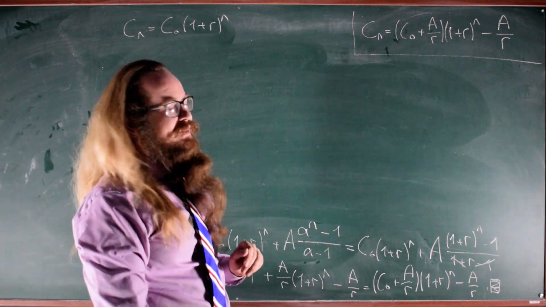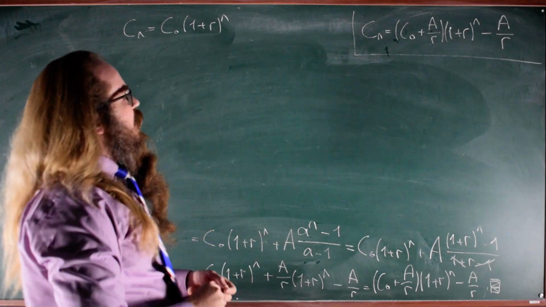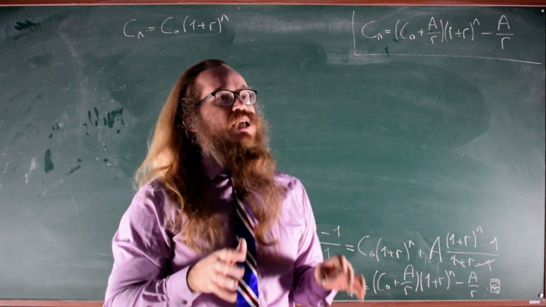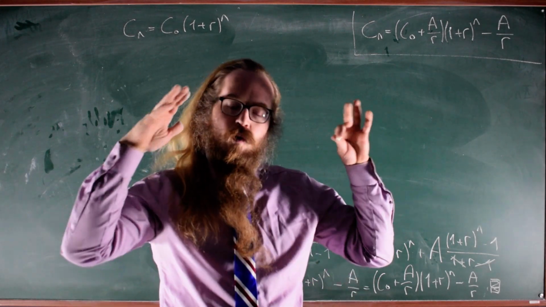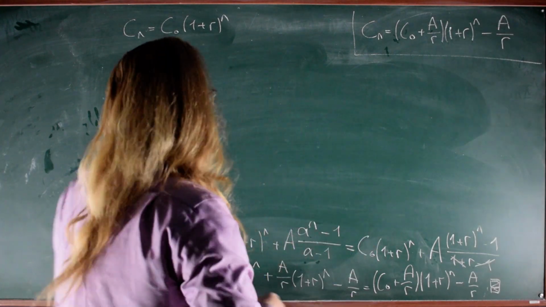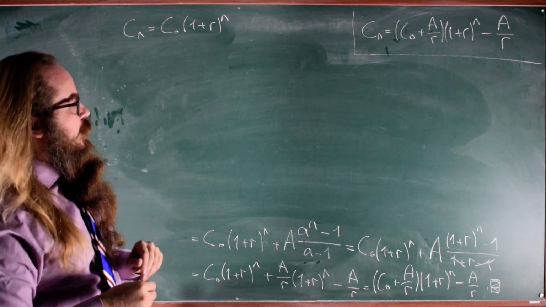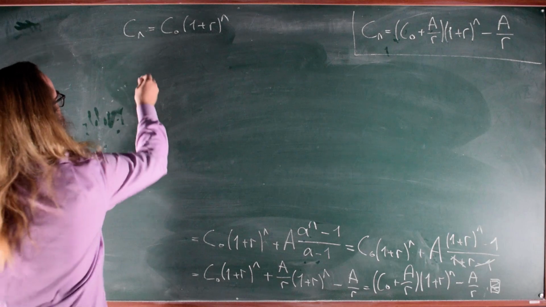Isn't that wonderful? All right. Let's say that we're just looking at annuity savings. Let's say we're starting fresh, from 0. We're doing an annuity savings from scratch, right? That means that C0 is 0. Okay, well, what do we end up with?